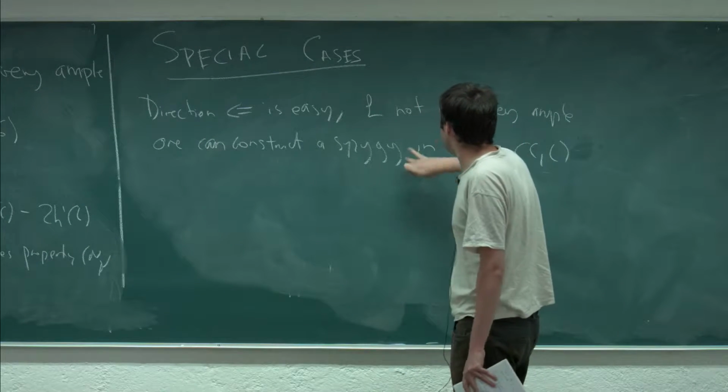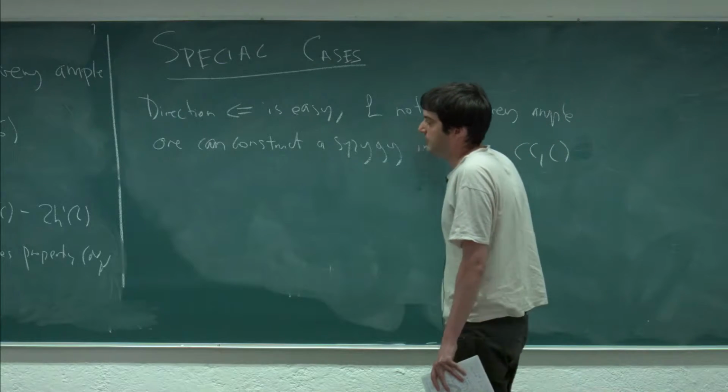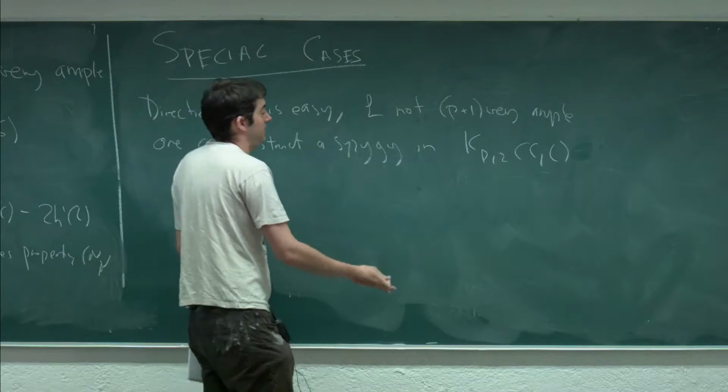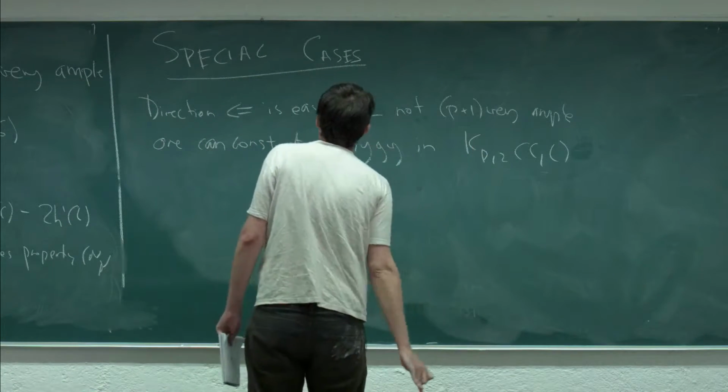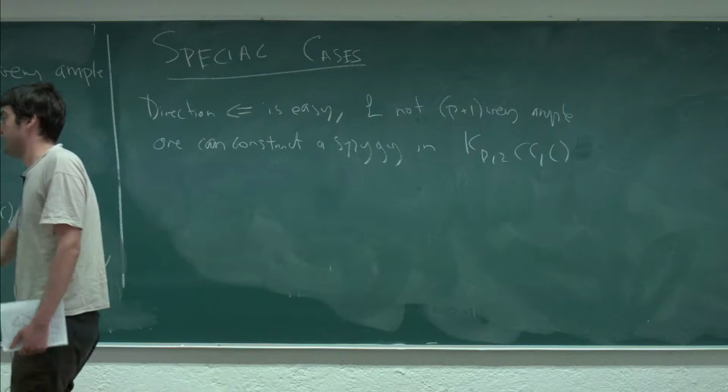Okay, so if you have that L is not (p plus 1)-very ample, meaning you have some divisor of degree p plus 2 such that this evaluation map is not surjective, then you can construct a syzygy. The hard part is to start from a syzygy and then to construct a divisor of degree p plus 2 such that this evaluation map is not surjective.